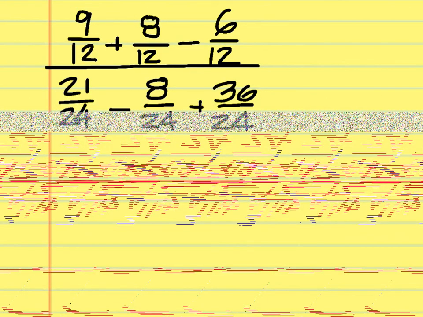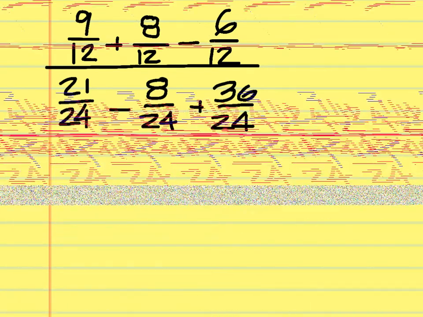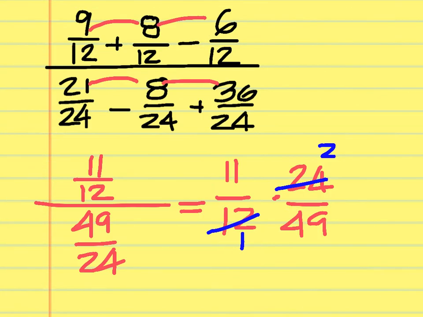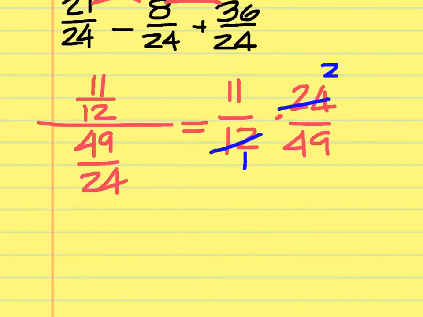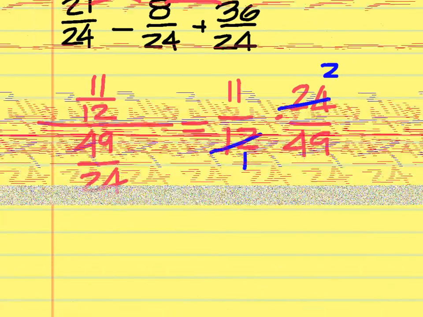Also, don't forget you can cross cancel when you're multiplying fractions. 12 into itself once, into 24 twice. Giving you a new problem of 11 over 1 times 2 over 49. 22 over 49 is the answer.